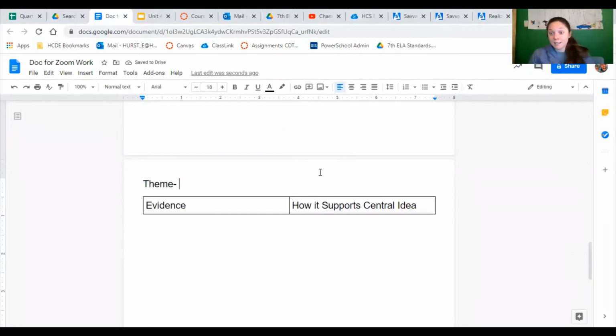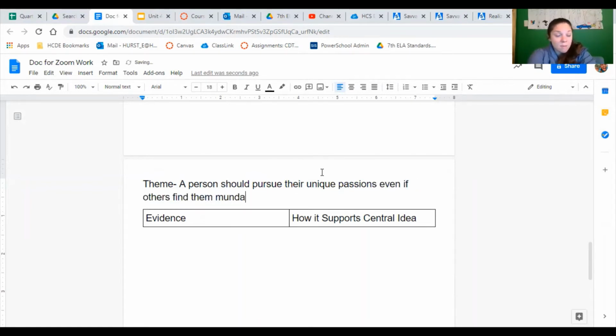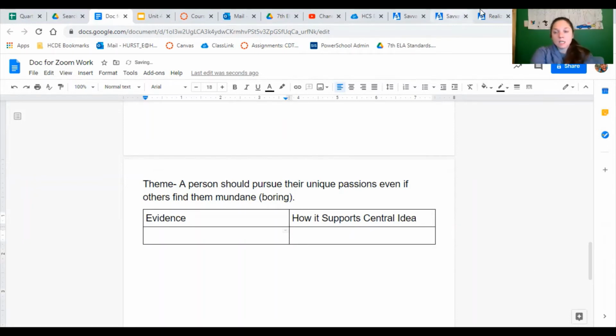So what lesson did I learn when I read this text? I noticed that she had this really intense passion, and she realized that her parents didn't have it. So I think maybe a theme is that a person should pursue their unique passions, even if others find them mundane, which means boring. I just wanted to use that fancy word. So we're going to find some pieces of evidence that support this idea that a person should pursue their unique passions, even if others find them mundane or boring.